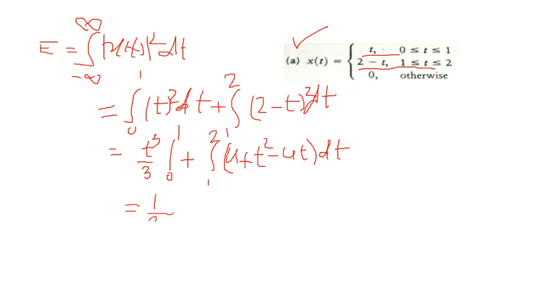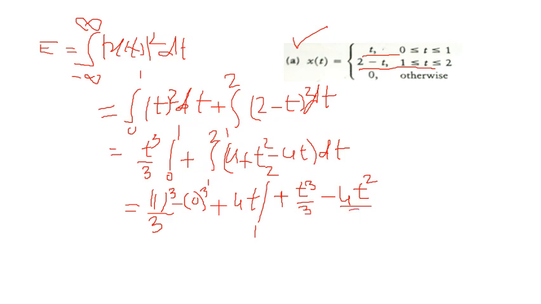you will get 1 by 3 because t cube, so 1 cube, okay, I'll do it step by step, minus 0 cube, plus the integration of 4 will be 4t, and the values are 1 to 2, again plus the integration of t square will be t cube by 3, and again the integration of minus 4t will be minus 4t square by 2, and the limits are 1 to 2.